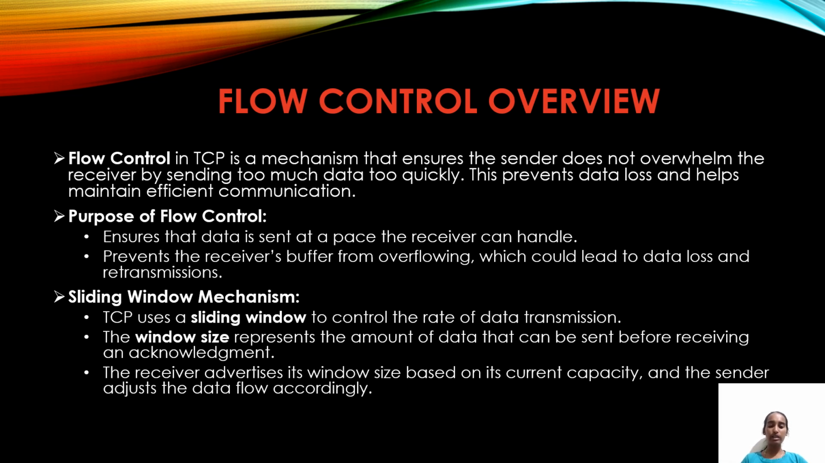In the sliding window mechanism, TCP uses a sliding window to control the rate of data transmission. The window size represents the amount of data that can be sent before receiving an acknowledgement. The receiver advertises its window size based on its current capacity and the sender adjusts the data flow accordingly.